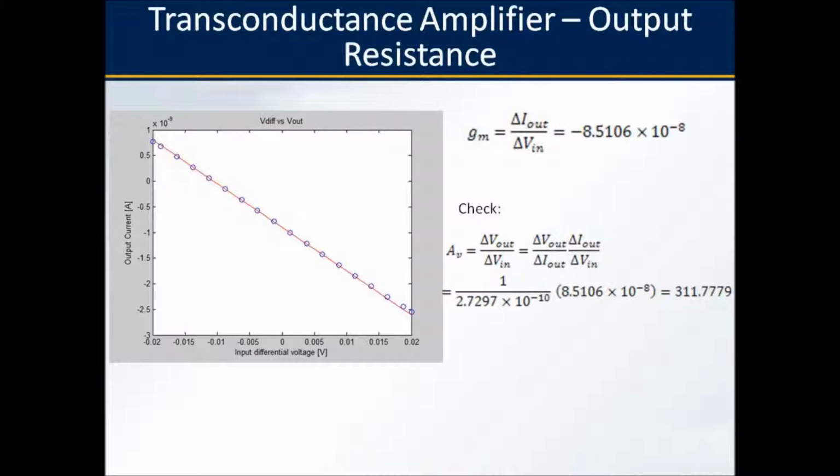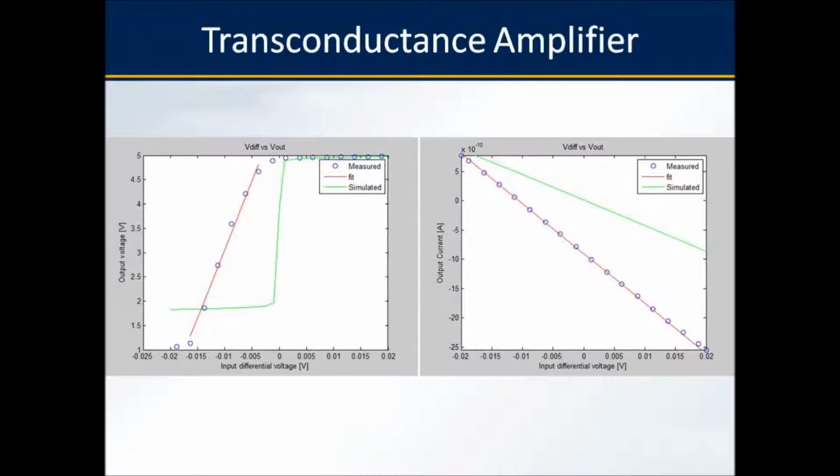We can do a check on our extracted gain value by remembering that gain is equal to the transconductance times the reciprocal of the output resistance, which has a value of 311 here. The discrepancy between this value and the previous is likely due to propagation error from the curve fits. We end by showing simulation results compared to the measured values, but unfortunately we could not very easily replicate the measured values.